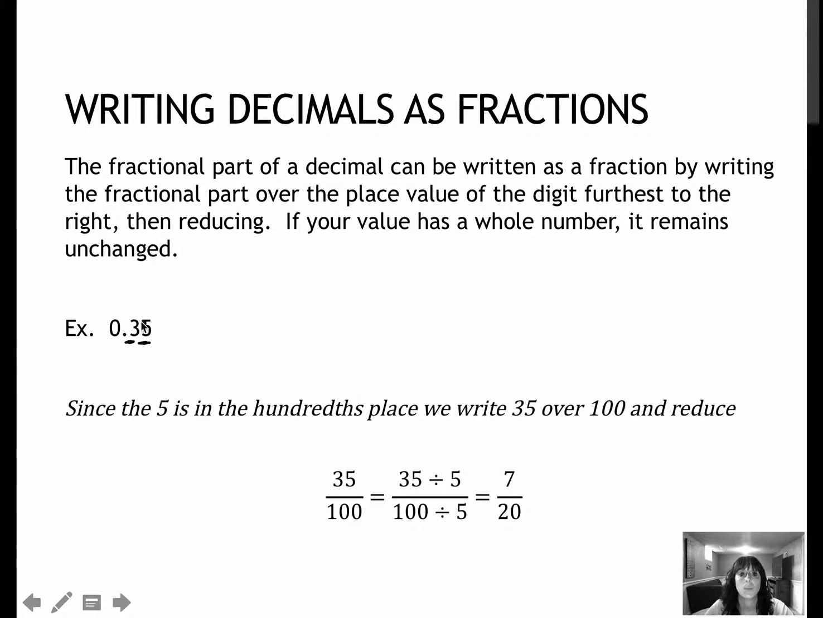And since we are dealing with the hundredths place, I'm going to put the 35 over 100. And then, as we normally would, we would just reduce the 35 and the 100. In this case, I would divide by 5 because there's a common factor of 5 on top and on bottom, and I get 7/20.